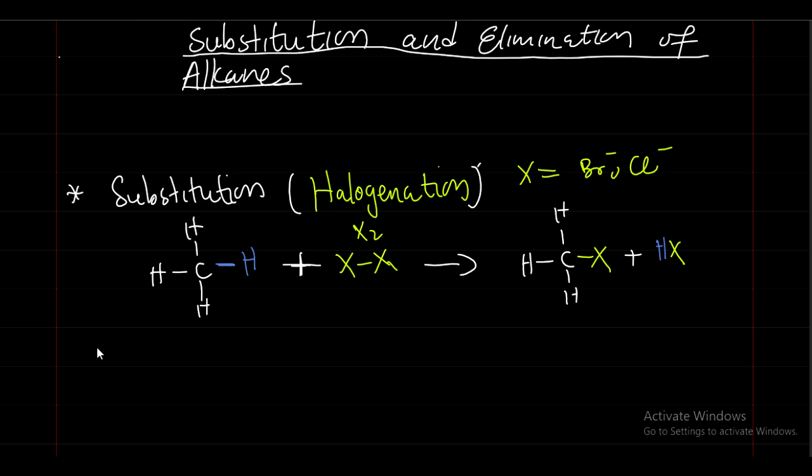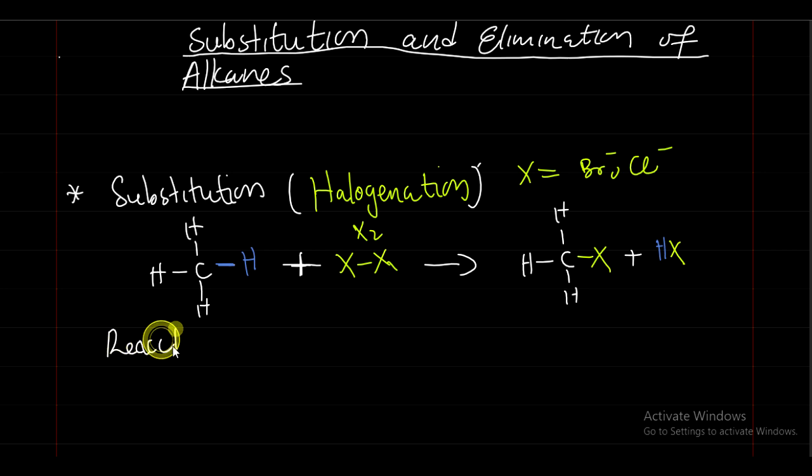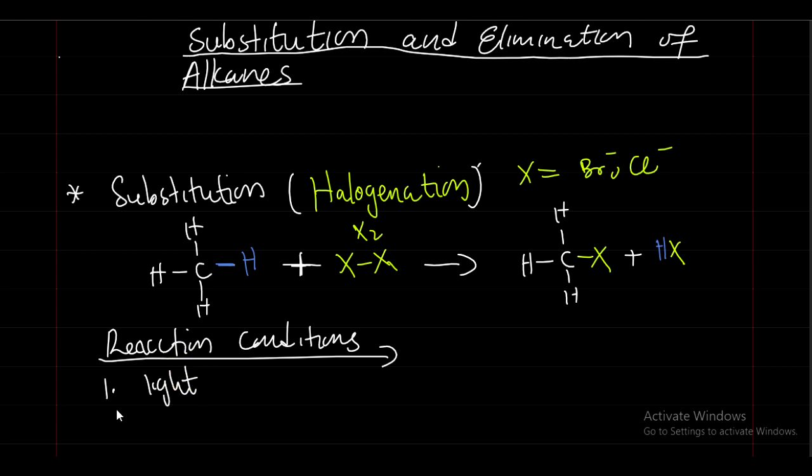Okay, so we'll have reaction conditions for halogenation. Number one, we will require energy, so it can be in a form of light or heat. To be specific here, not any kind of light can supply us with the correct amount of energy. Here we'll require a light such as sunlight, because sunlight has UV in it.